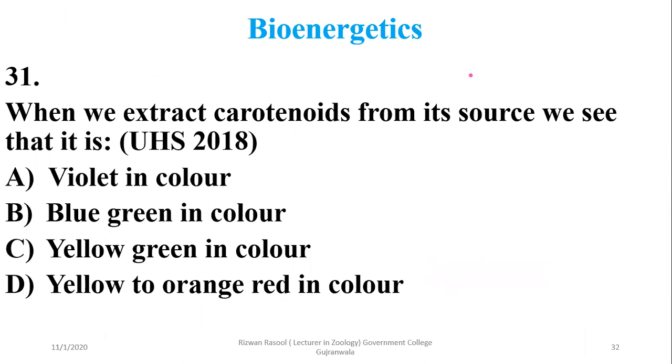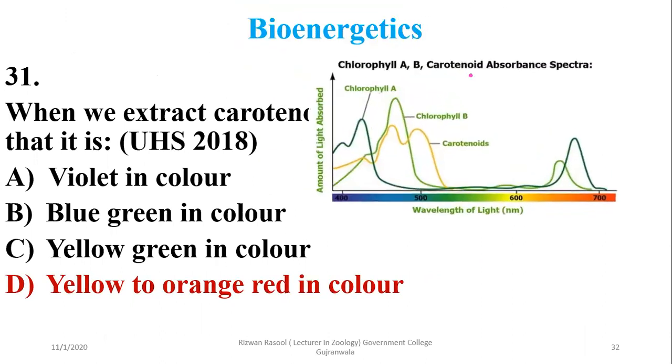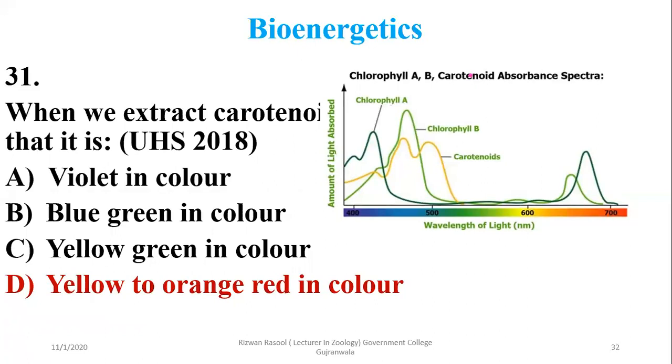When we extract carotenoids from its source, we see that it is yellow to orange red in color. So right option is delta. As you can deduce over here, carotenoids absorb other wavelengths of light. The yellow color is showing the absorption spectrum of carotenoids, but carotenoids actually reflect yellow to orange red wavelengths of light. That's why they appear yellow to orange or red in color.